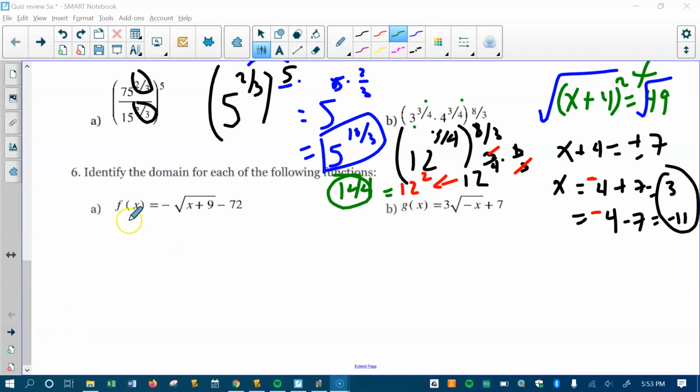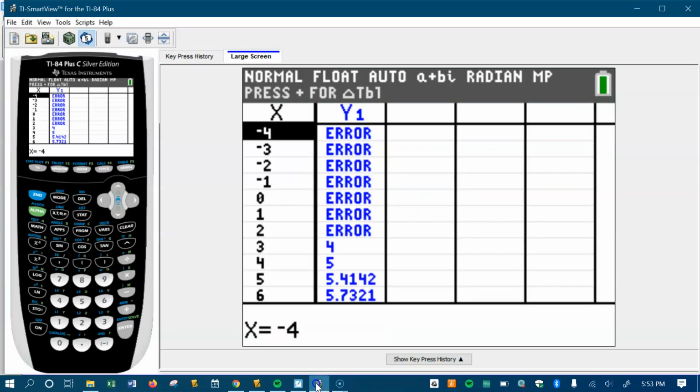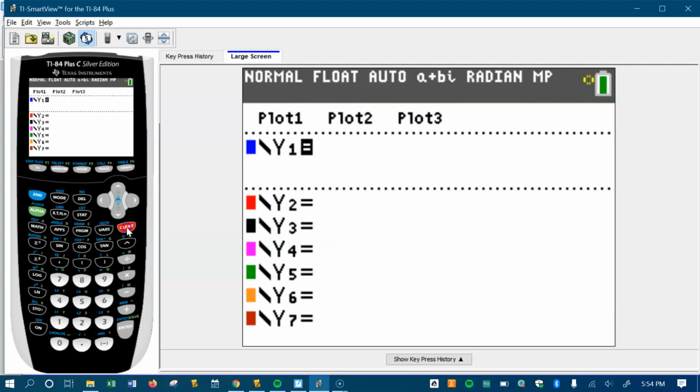Okay, so now we are doing number 6A. I decided to make a new video so it would be a little bit more organized. Just making sure that this is working. Let me clear this out and let's get into our problem.